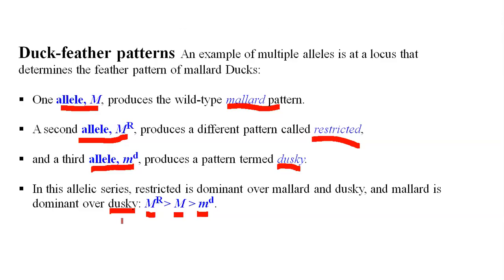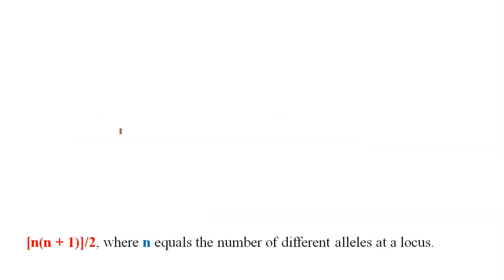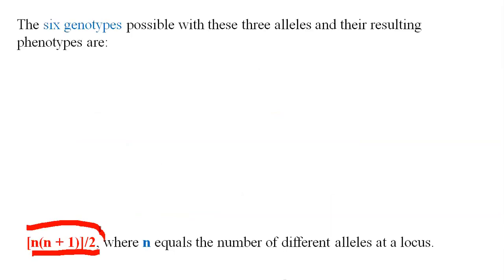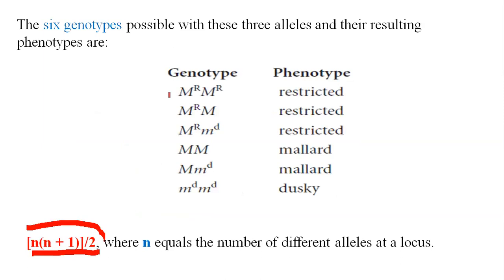So how can we know how many genotypes there are if they have three alleles? We can know by this formula: n plus 1 in brackets, multiplied by n, where n is the number of alleles, divided by 2. So if we have three alleles, they will give us 6 genotypes: 1, 2, 3, 4, 5, and 6.